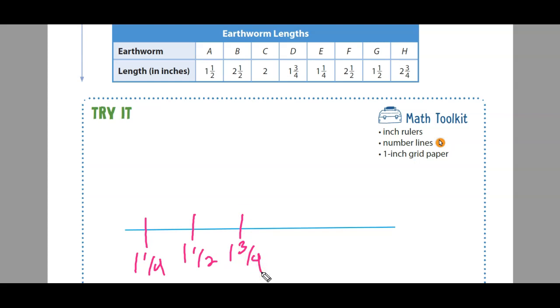And then 2. And then what? Do I have 2 1/4? No, but I have 2 1/2. And then finally, I believe I have 2 3/4.